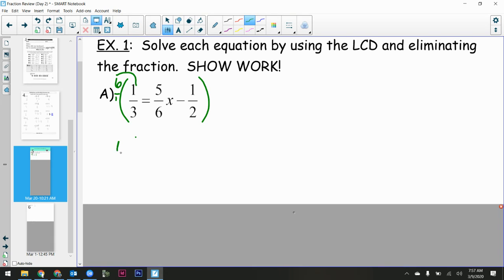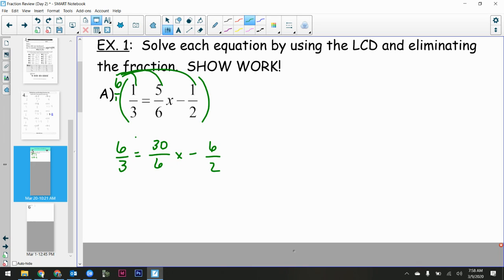I multiply the 1/3 x, I get 6/3 x. I multiply the 5/6 x, I get 5x. And then I multiply the 1/2, I get 6/2. Why is that useful? Because this just becomes 2x is equal to 5x minus 3. Now that is a nice equation. Isn't that nice? That's kind of cool. So now we add the 3 and then divide by 5. x is 1.